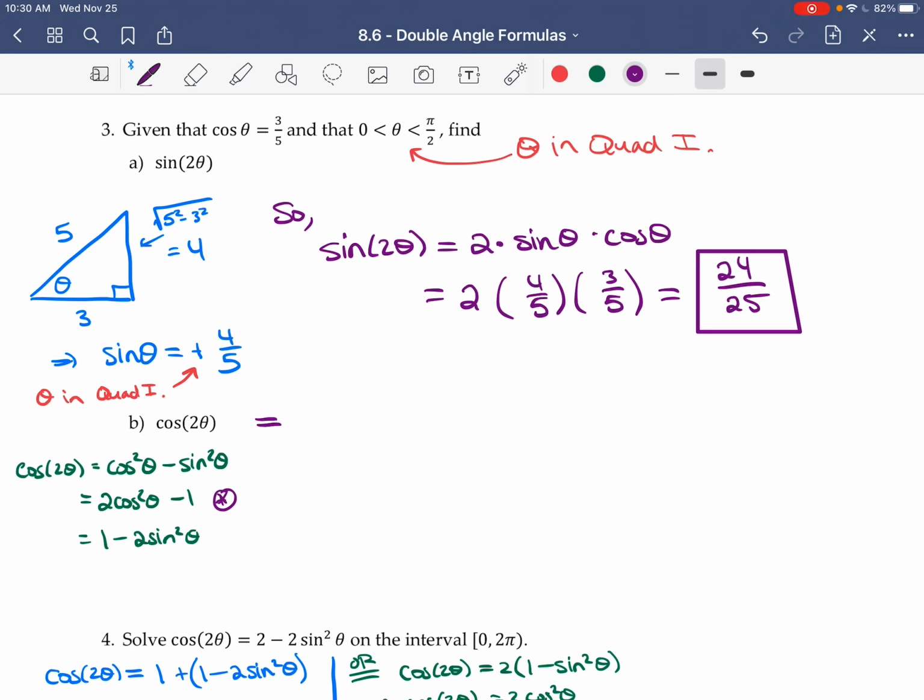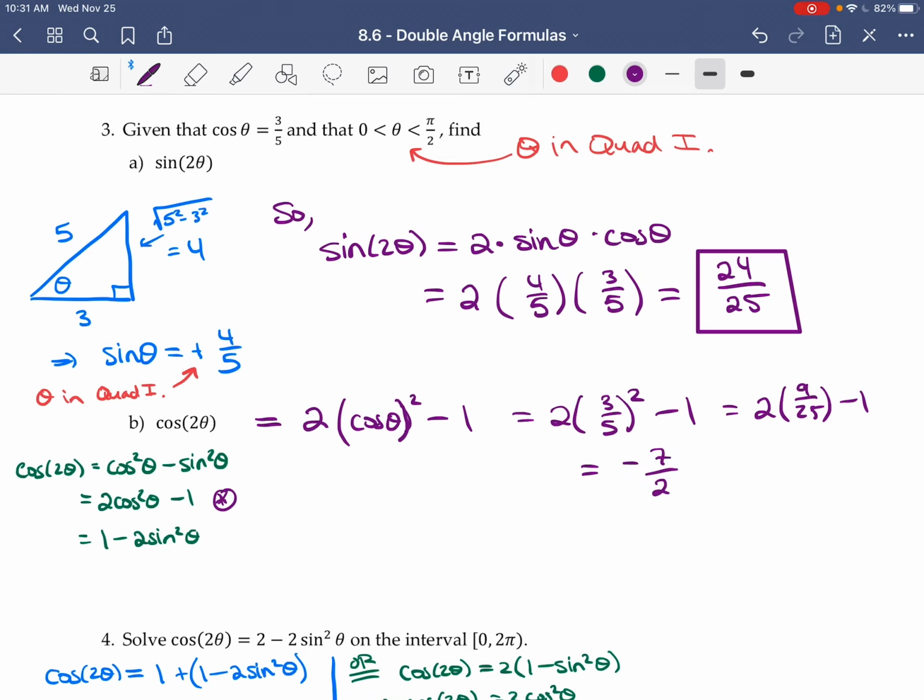If I wanted to use that one, it's going to be 2 cos of theta squared minus 1. And I know cos of theta, which was given to me, is 3 over 5. So that is going to be 2 times 9 over 25 minus 1. If I simplify that, it's 18 over 25 minus 25 over 25. I get minus 7 over 25.